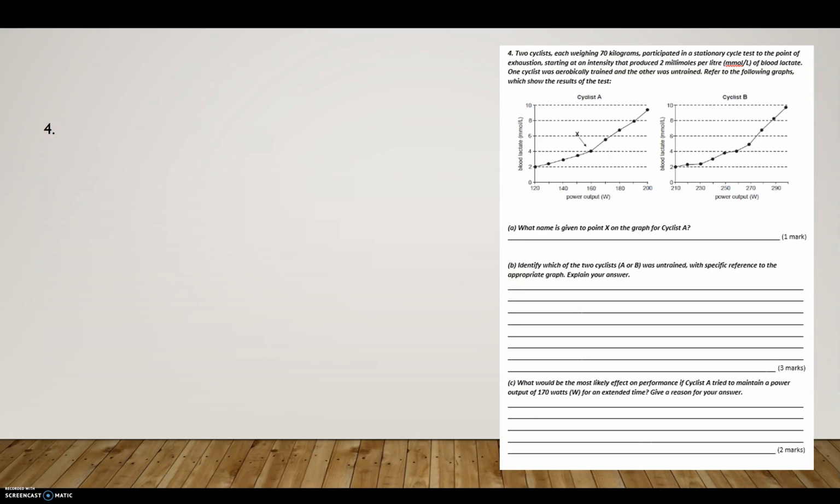So, question A. What is the name given to point X on the graph for cyclist A? It's not lactate threshold, it's OBLA. So OBLA is occurring at this point. Lactate threshold would be along where they just have such a level of OBLA that they would not be able to cycle anymore. So I get a half a mark if you mention lactate threshold, but it's OBLA.